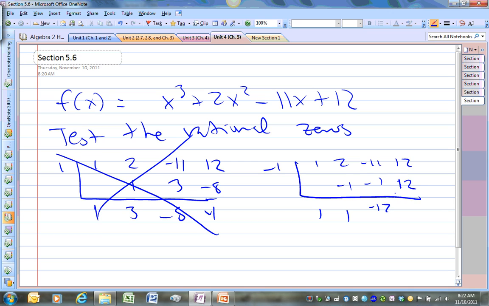Actually, no, never mind. That doesn't work. Because you have 1, negative 1. We were so close. So that's 24. So we will try again.